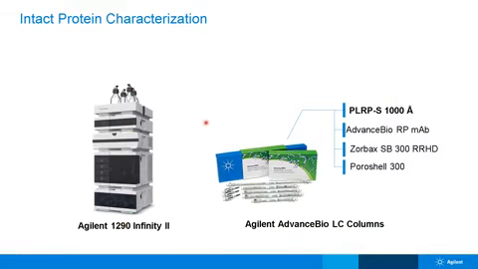For the intact protein characterization, we use the Agilent 1290 Infinity 2 LC stack, as shown here. There are a variety of AdvanceBio LC columns shown here that can be used for intact protein characterization. The data I'm going to show in this presentation was using the PLRPS 1000 angstrom column.